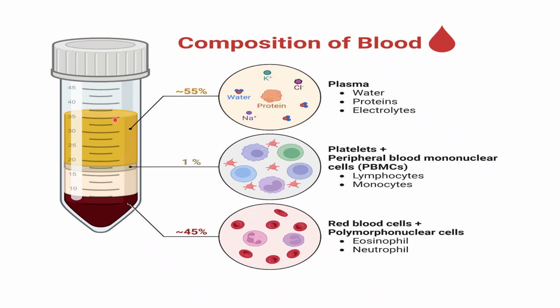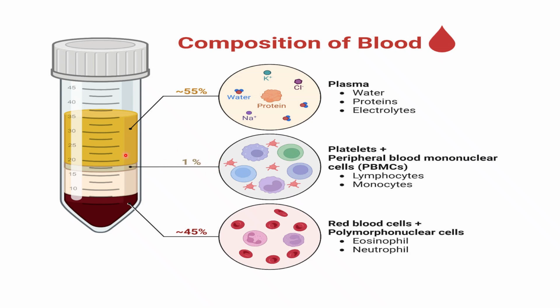So you can see in this diagram, this is a blood sample collected. The one on top is the plasma, and the plasma consists of water, protein, and electrolytes. The one down here, the clotted blood, is the blood cells. These are the red blood cells, and also the eosinophils and the neutrophils. And the tiny one at the middle is just about 1%. It may or may not be visible to the eye.